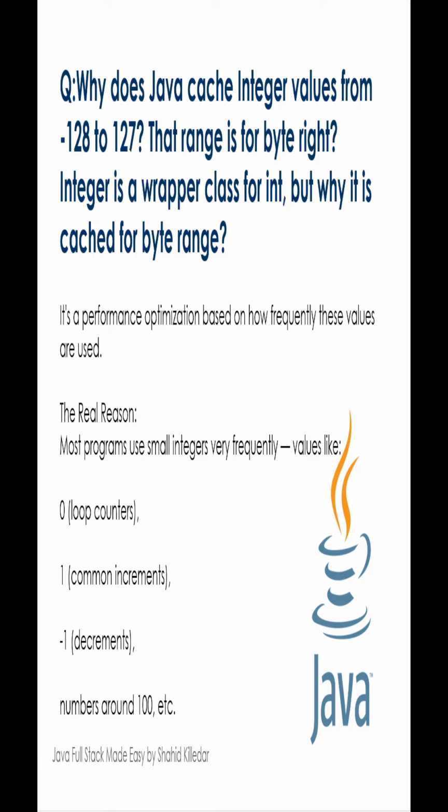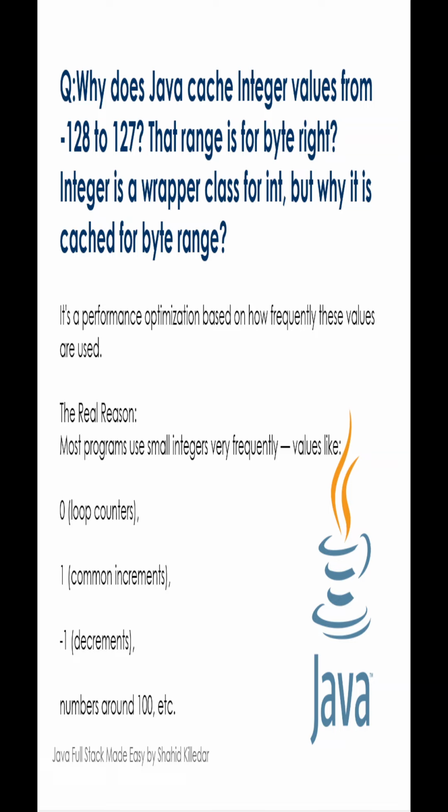A very interesting question asked by my student. Why does Java cache integer values from -128 to 127? That range is for byte, right? Integer is a wrapper class for int. But why is it cached for the byte range? Very good question. Now let's focus on the answer.